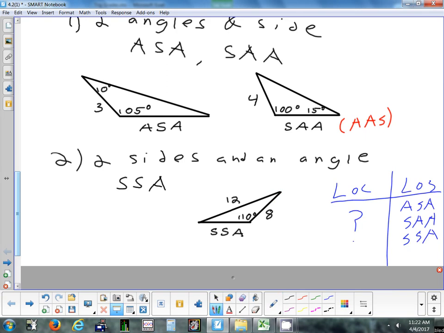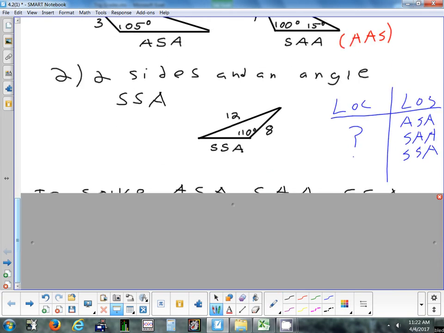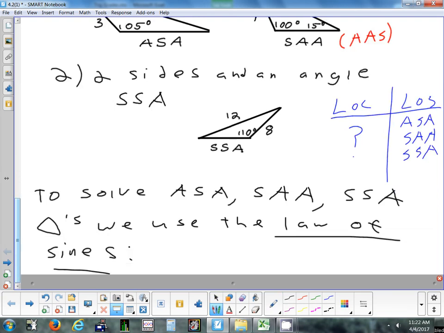Okay, there's two other types that we use law of cosines for. And we'll look at that on Thursday. So what I just wrote in that chart in blue is exactly what I just wrote there. It's the same thing, just in the chart, it's a little shorter to write that down.